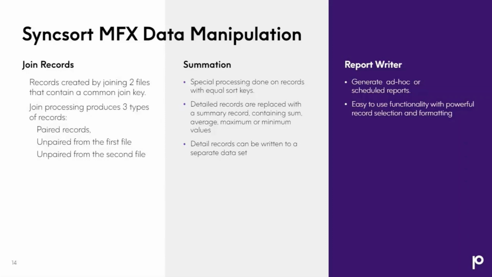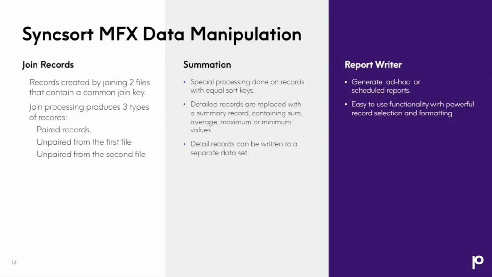For summation, special processing can be done on records with equal sort keys. All but one of the records can be deleted, and the remaining record can contain the sum, average, maximum, or minimum value of specified fields in all of the records with identical sort keys. This processing will produce a data set that has only one record per sort key value unless an overflow occurs.